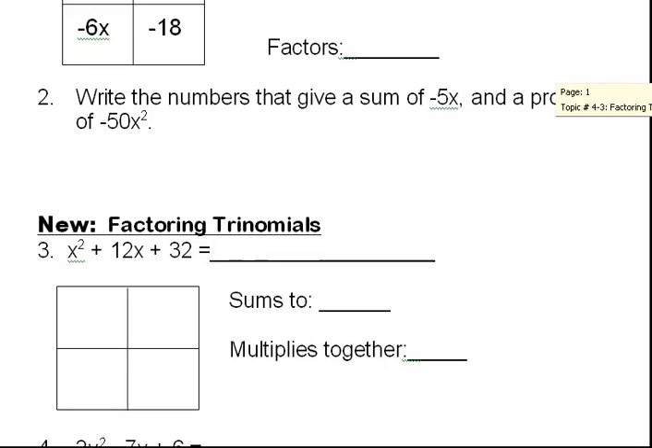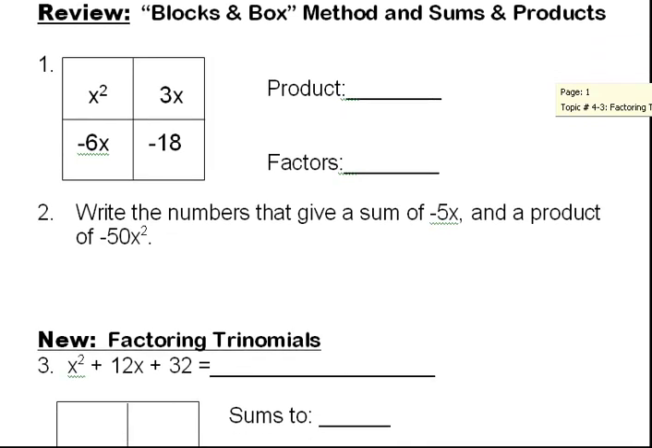Now let's go back up here and review a little bit about the blocks and box method for factoring these trinomials. When we have to find the product, remember we add up all the areas in each box. So we're going to end up with x squared, and then we combine the two x terms, combine like terms. So negative 6 plus 3 is minus 3x, and then minus 18. And that would be the product of our factors.